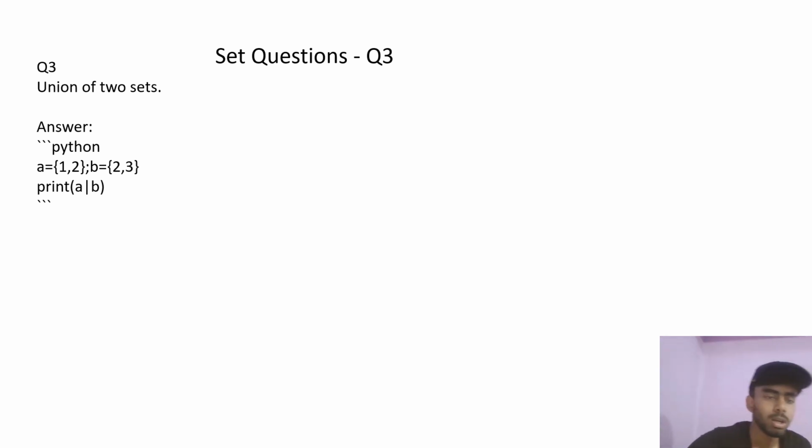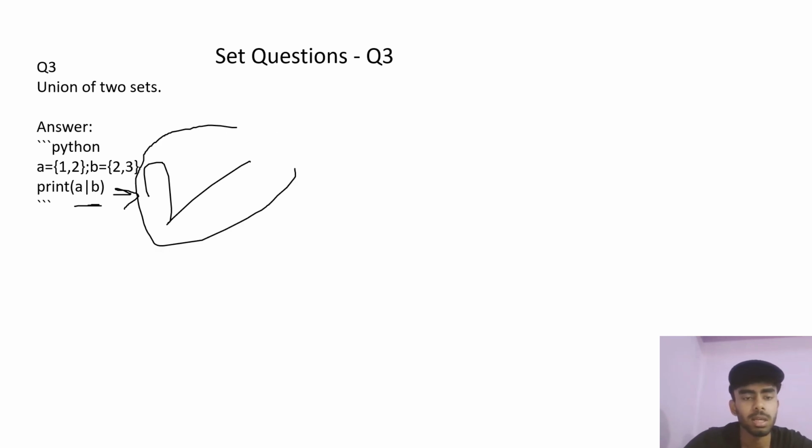Union means combination of two sets. Like which two numbers are common in both sets. So over here, in the first set A, we have 1, 2, in B we have 2, 3. While printing, we just write A union B. So in our output, it automatically comes 2, because union of these both sets is 2. 2 is common in both sets. Okay, now come to the next question.